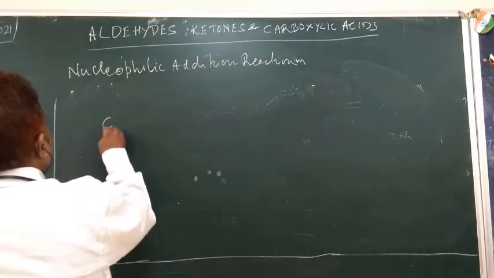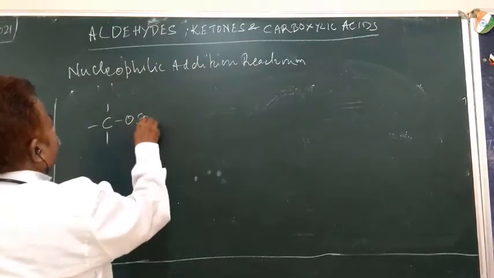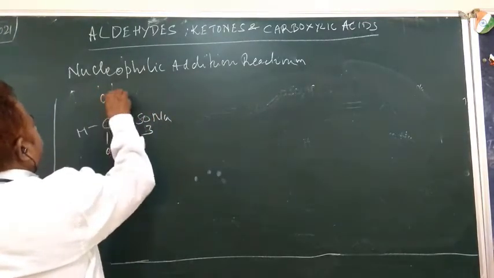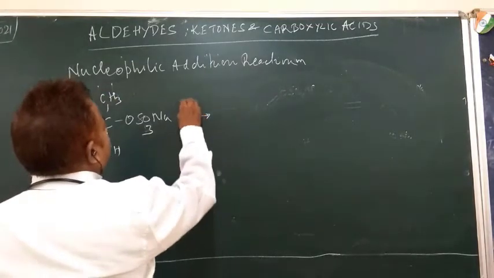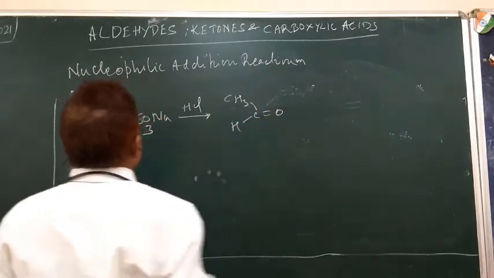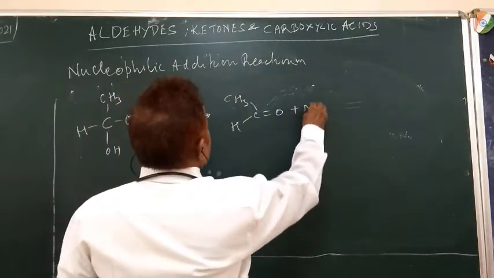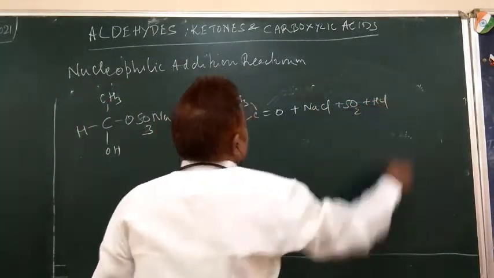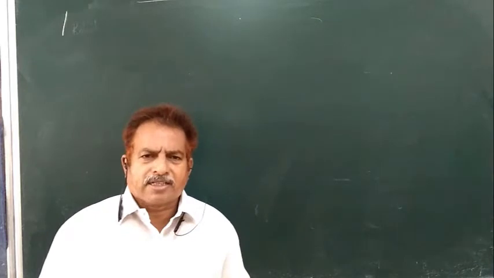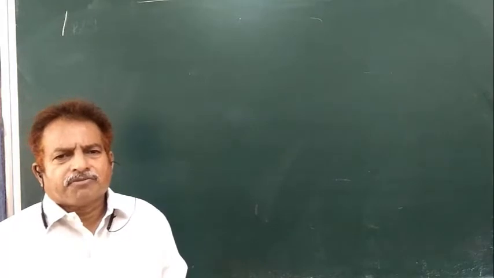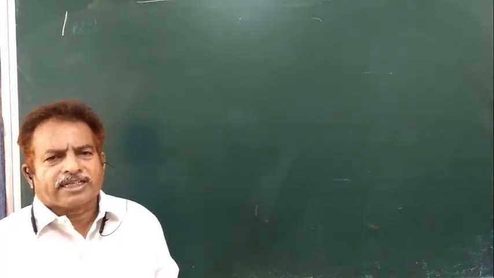That is, the addition product with OSO3Na and OH treated with HCl gives CH3CHO plus NaCl plus SO2 plus H2O. The bisulfite addition products of aldehydes and ketones, when treated with alkali, give back the original aldehyde or ketone.